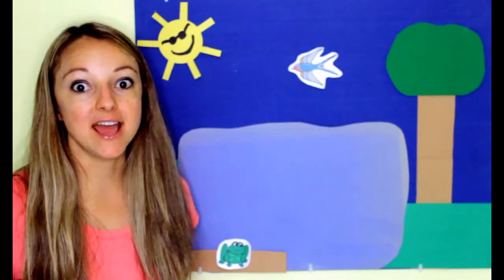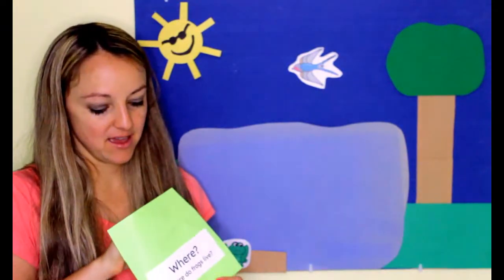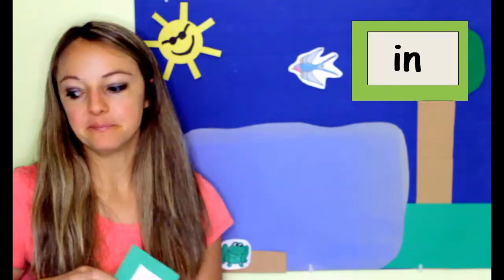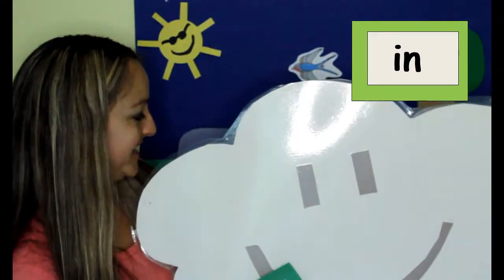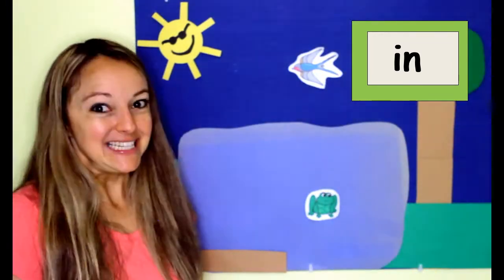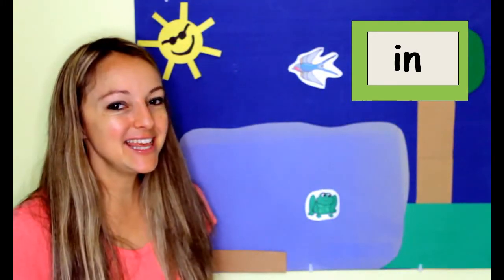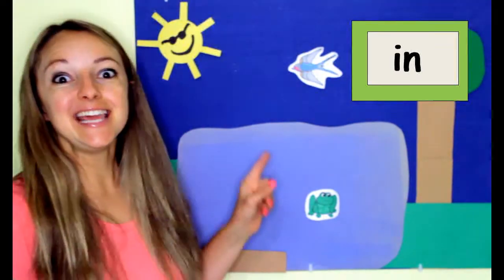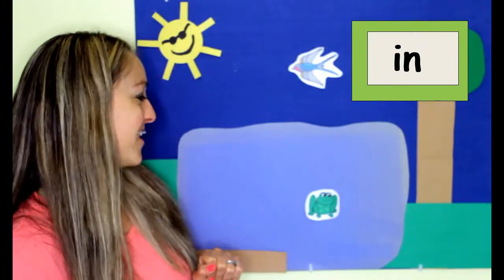Let's see our next card. Okay, in. Okay, I'm gonna hide him in something. Okay, you ready to find where he's hiding? Do you see Froggy in anything? He's in the pond swimming around. Hi, Froggy, we found you. Okay, let's play again. Let's see what the next one's gonna be.